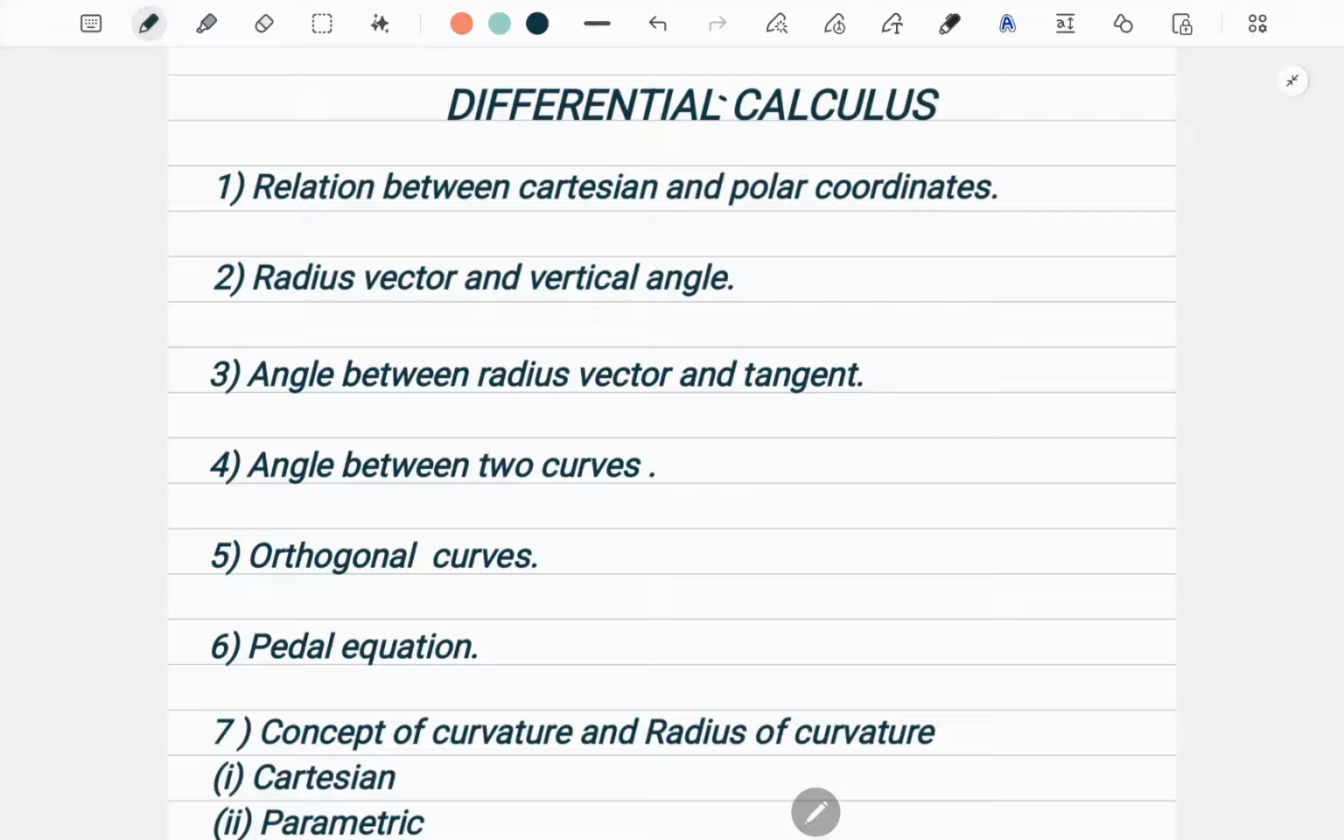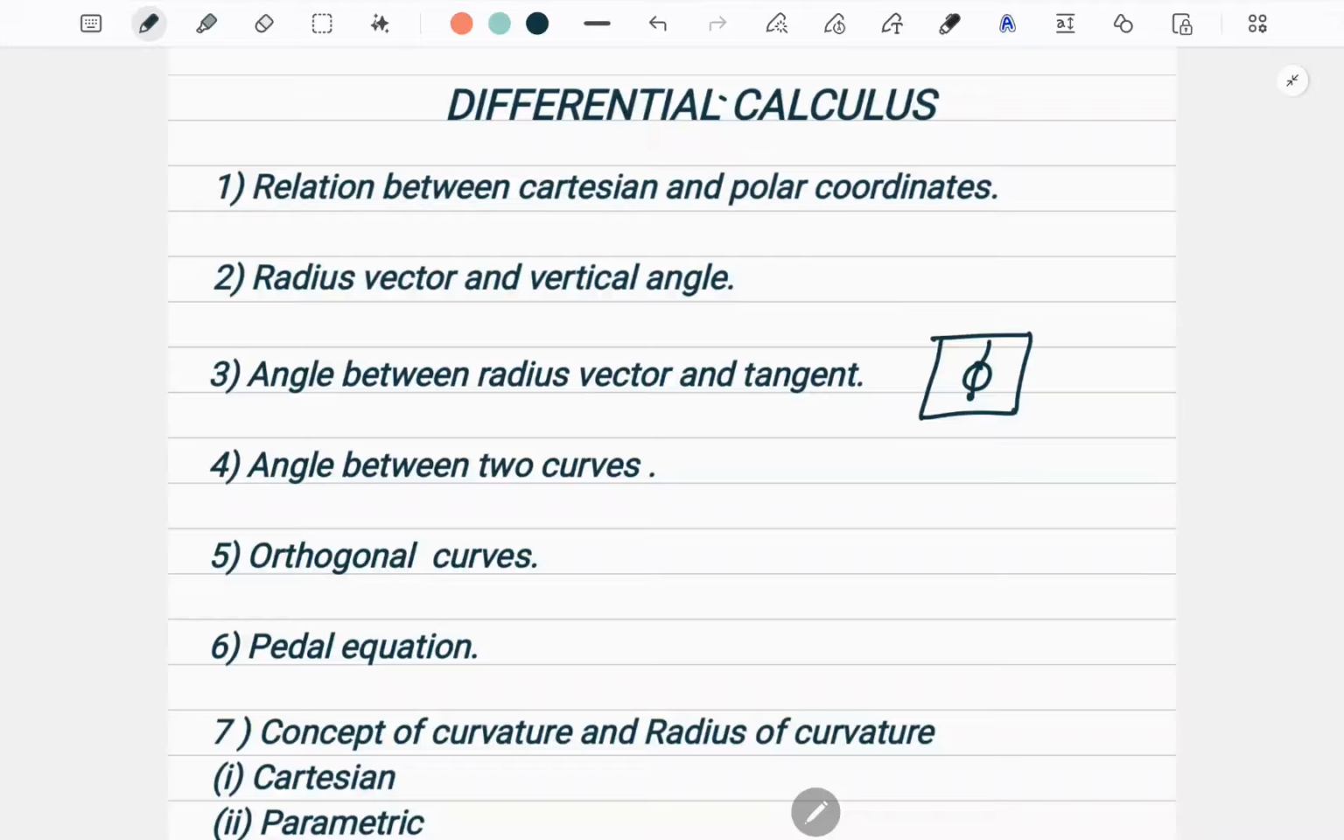Then angle between radius vector and tangent, which is represented by phi, and it will be the hero of the whole module. Okay. Angle between two curves, orthogonal curves, pedal equation, and then this will be part 1 basically. These all first 6 topics are connected.